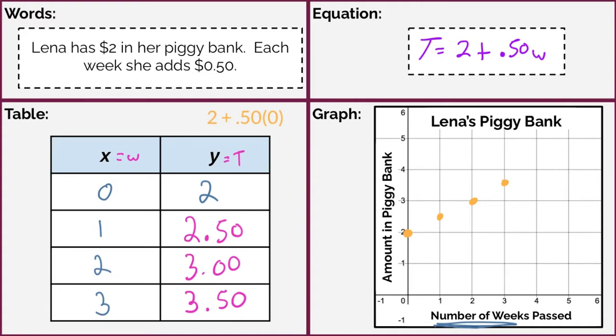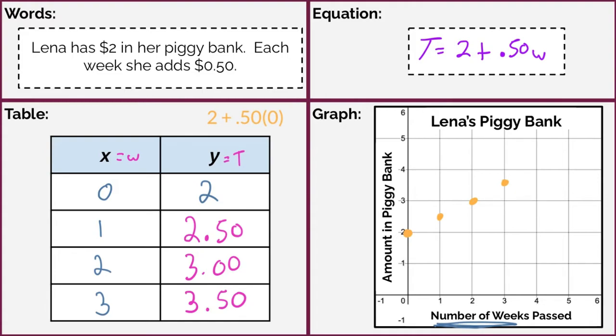Now my question is, should I connect these points with a line? If I connect these points with a line, that would mean that the numbers in between the points that I already have also work out. But that's not the case, because between weeks 0 and 1, she's not putting any money in her piggy bank. She's putting it in one time at the end of the week.